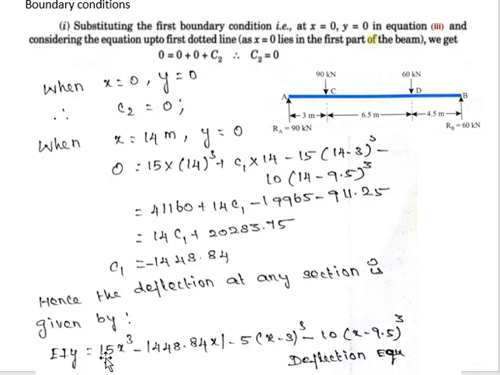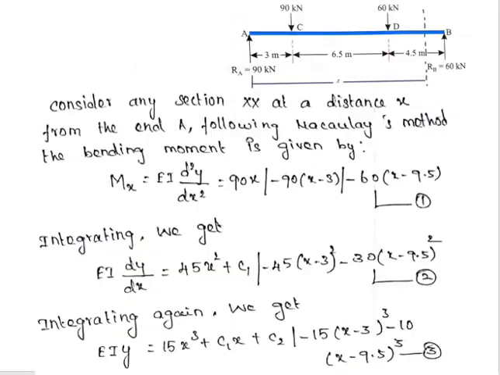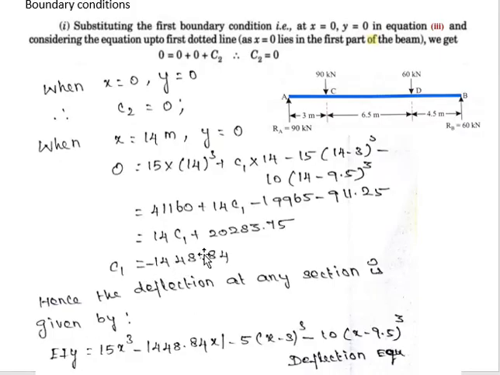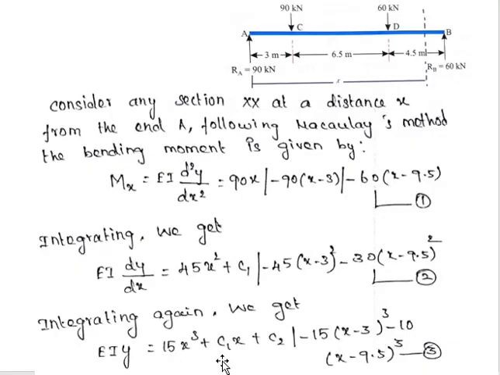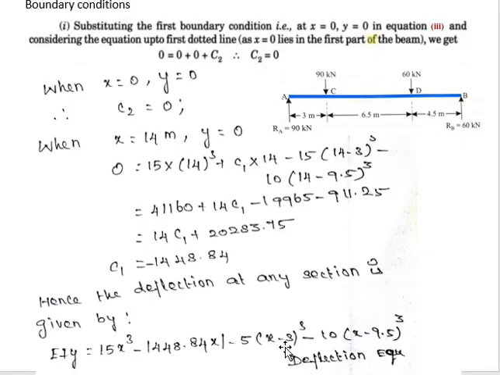We get EI into y equal to 15x cube, plus C1 into x. C1 is the value we found, minus 1448.84 into x. Similarly, plus C2, C2 is 0, so neglected. Next one is minus 15 x minus 3 the whole cube, minus 10 into x minus 9.5 whole cube. This is the deflection equation of the beam at any point.